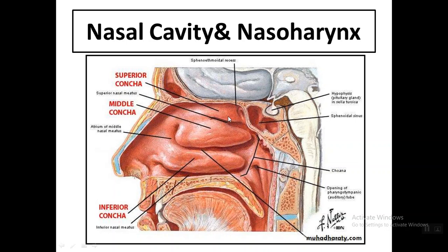Immediately superior to the superior concha, there is a recess that is called the sphenoethmoidal recess. The body of the sphenoid contains this cavity that is called the sphenoid air sinus. Also, the frontal bone contains this cavity that is called the frontal sinus.